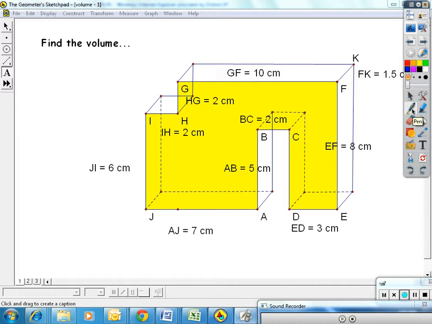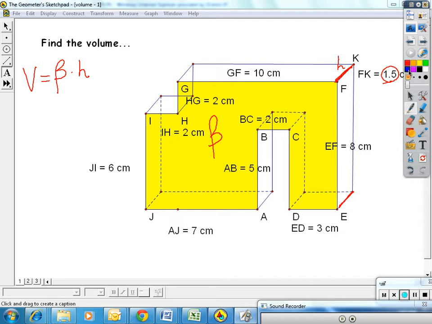Now, notice that this is not a figure that we're familiar with, but it is a prism with a flat top. Because of that, we can find the volume by simply taking the area of the base and multiplying it by the height. The area of the base is all that is yellow, if you can picture that. This distance here is the height, which we can see to be 1.5 centimeters.